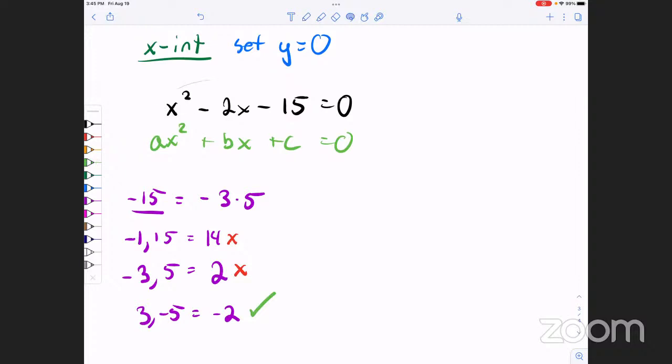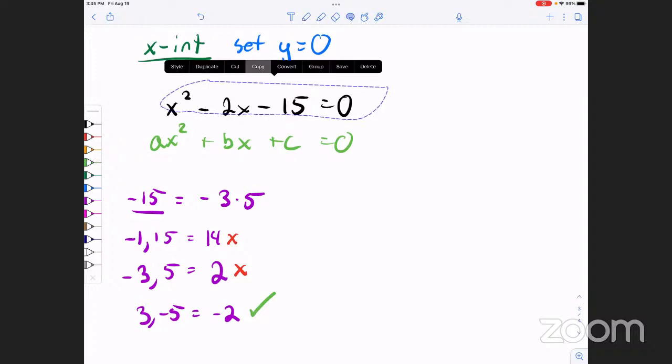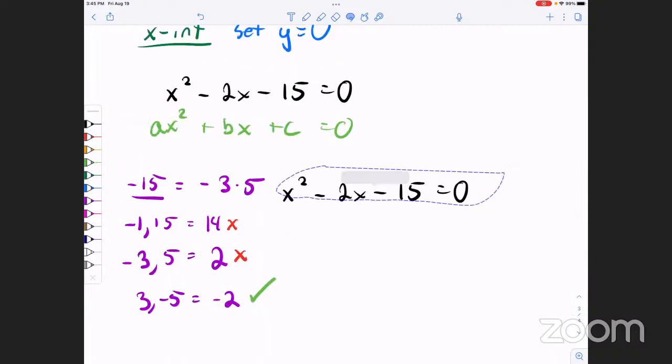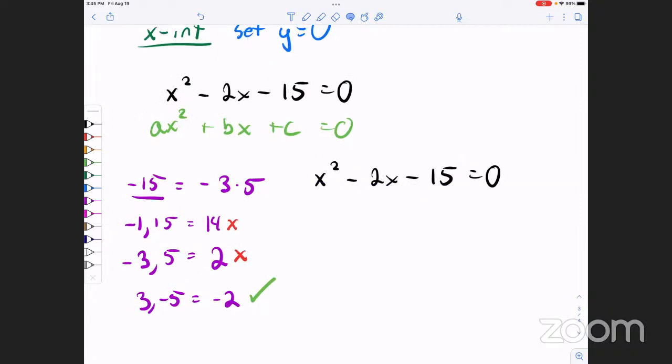So let's get a copy of this. If we kind of go back here and start over, at this point we should be able to break this trinomial up into a form like this. We're going to break the trinomial up into the product of two binomials. So we have our x and our x. The two numbers we just found were +3 and -5.